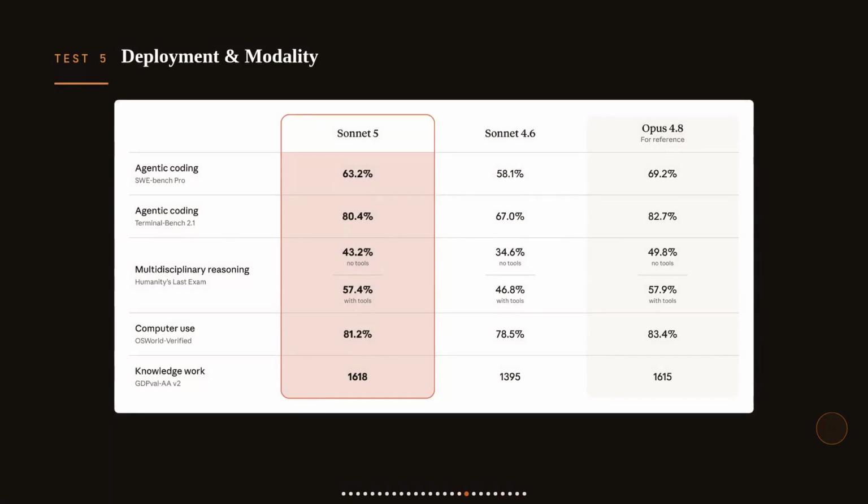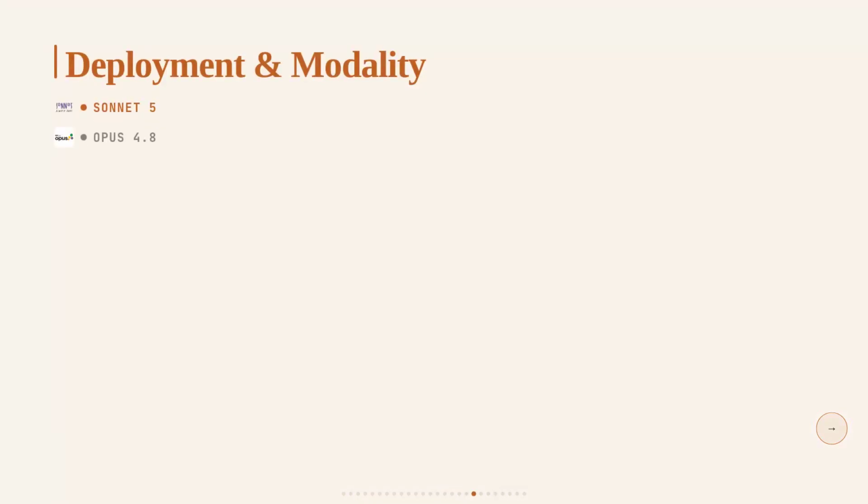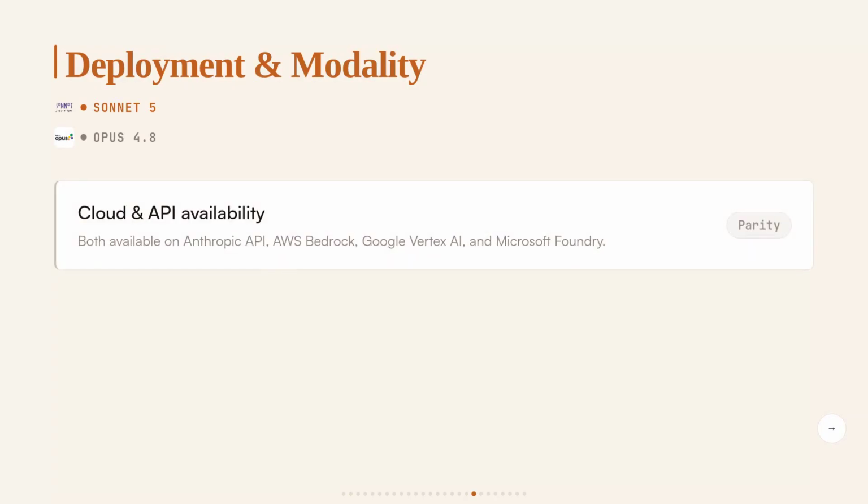Test 5 is deployment and modality. The risk here is assuming only the flagship model made it onto your cloud of choice, when it probably didn't. Both models run on the same 4 platforms: the Claude API, Amazon Bedrock, Google Vertex AI, and Microsoft Foundry. Both also support zero data retention for organizations with the right enterprise agreements.